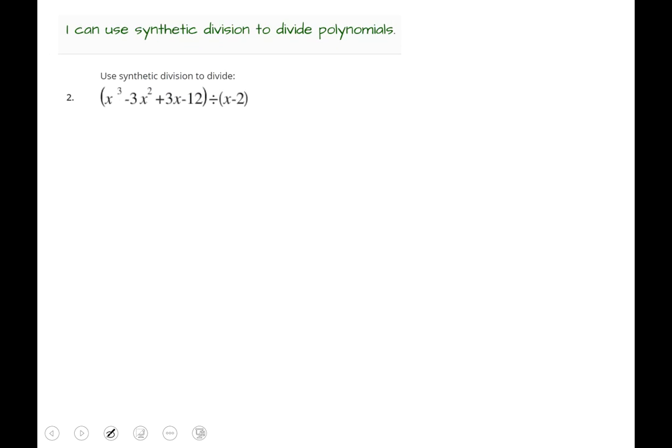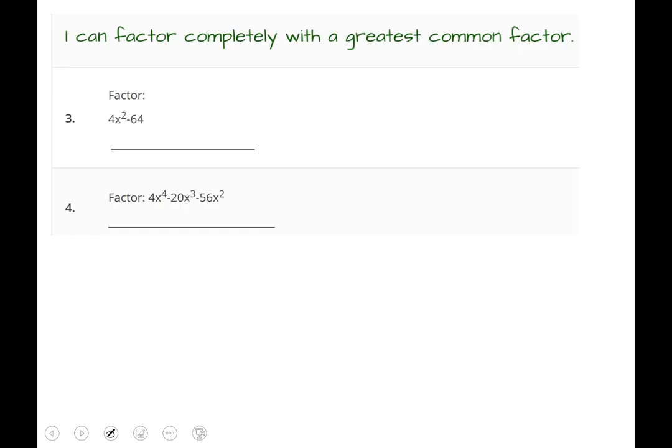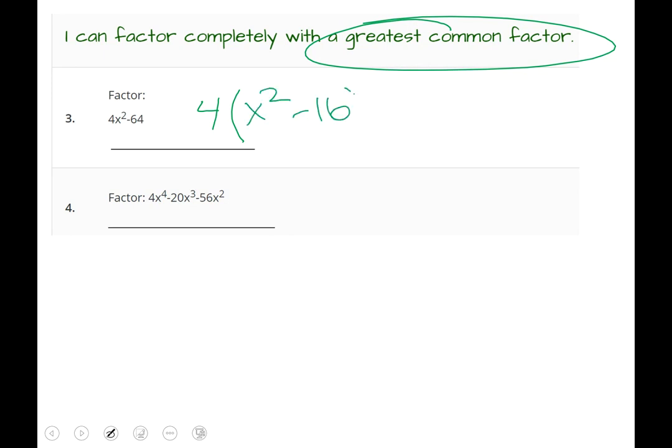All right. We did number 2 in class, so we're going to go ahead and do number 3. Number 3 says we have to factor, and we notice we have to do greatest common factor first, but that's always the first thing that we look for. So the first thing I see is that I can divide it by 4, so 4 gets pulled out, and I'm left with x squared minus 16.